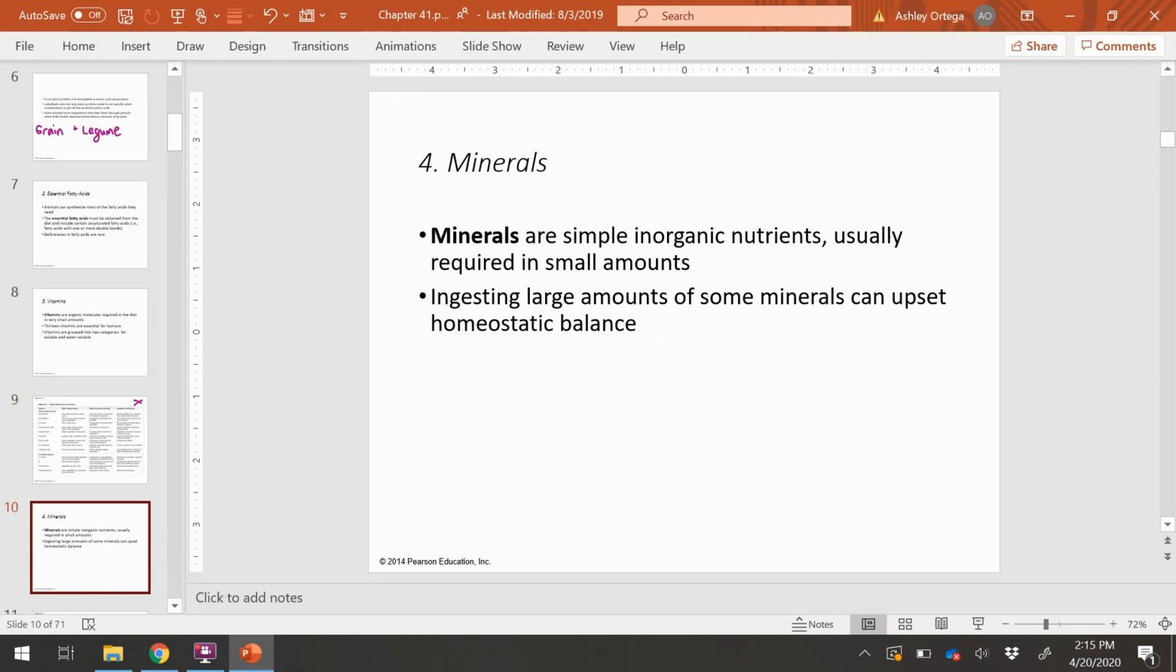So those are the vitamins. On to the last group here, the minerals. Minerals are inorganic. So they're not going to have carbon, so no carbon in their skeleton or in their structure.